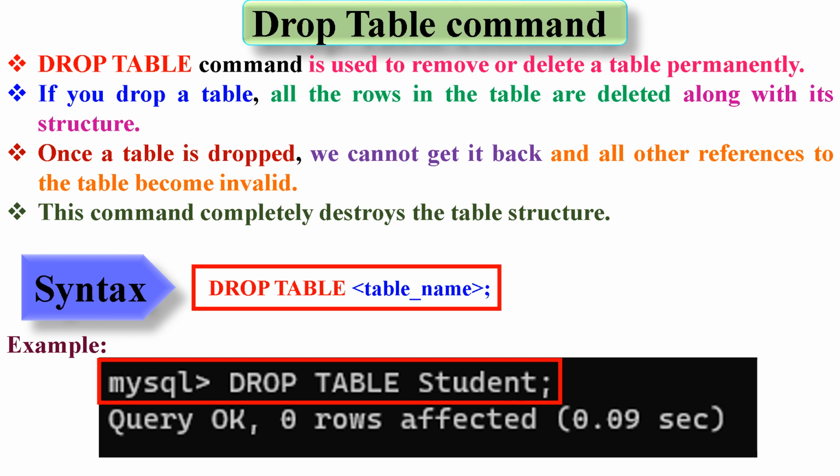The syntax is drop table table_name; For example, drop table student; This command will permanently remove the table student from the database institute.